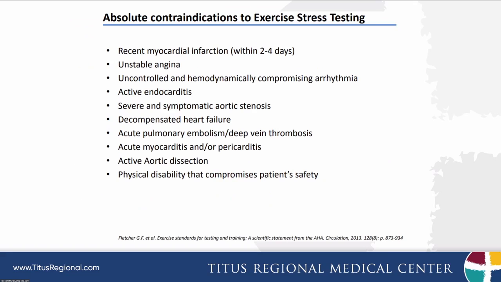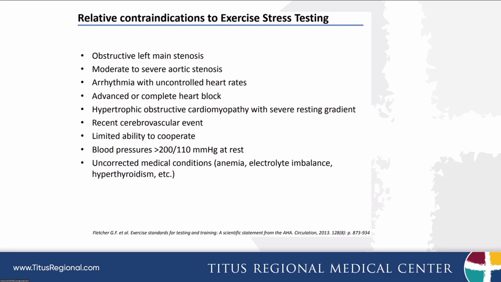There are some absolute contraindications to exercise stress testing as listed here. For example, if someone's had a recent heart attack, we don't feel it's safe to put them on a treadmill. If they're having unstable angina, if they're having chest pain at rest, it's generally not wise to put them on a treadmill and try to see if we can make them have more chest pain. If they have bad aortic stenosis, if they have active dissection, or if they simply have some physical disability that would limit their ability to walk on a treadmill without hurting themselves, then those would be absolute contraindications.